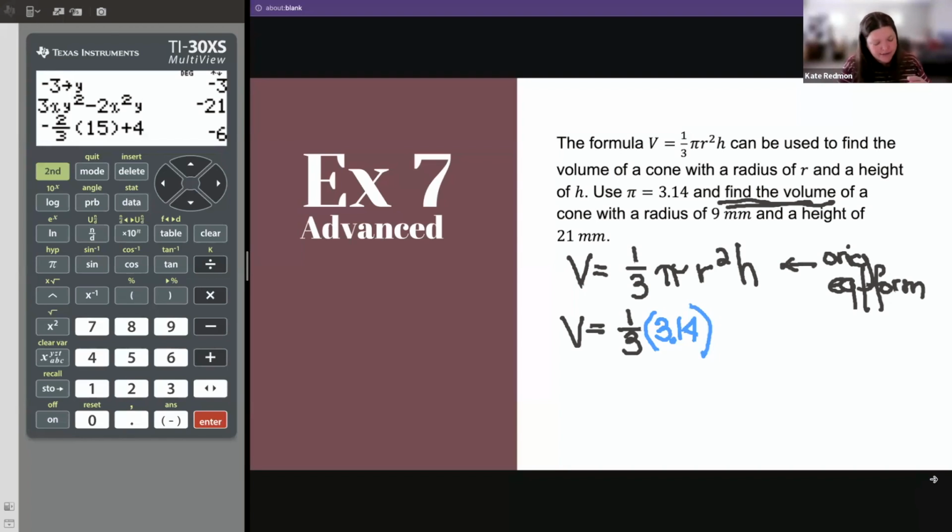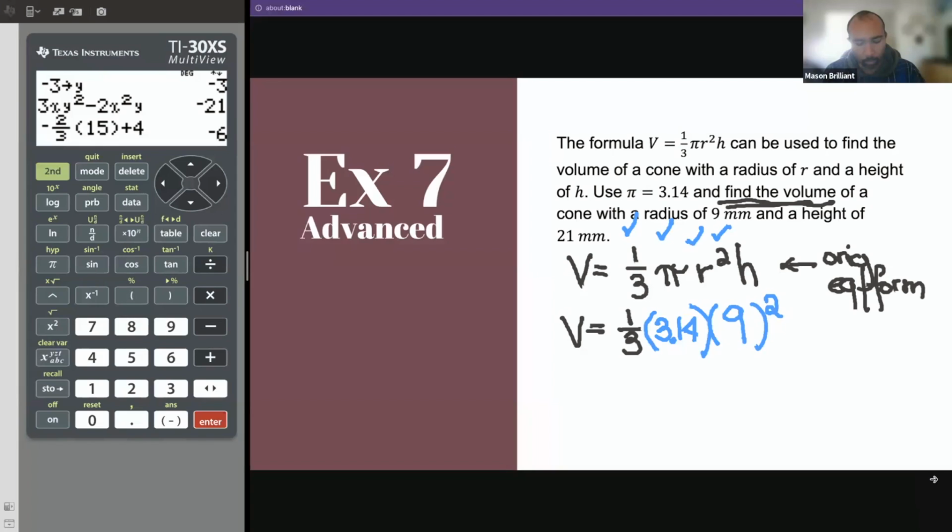What shall I do next? You would put open and close parentheses 9 squared. Beautiful. 9 is our radius, and then we put the square on the outside of the parentheses. Nice. Then you'll make another pair of parentheses with the number 21. Beautiful. And now I'll substitute in my known value for h. My height is 21.